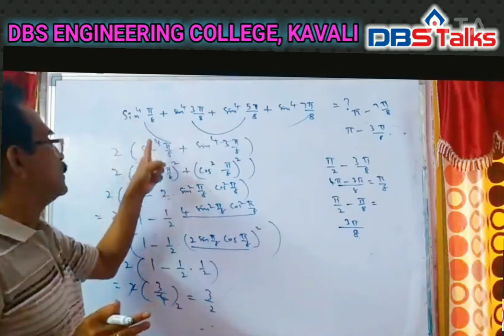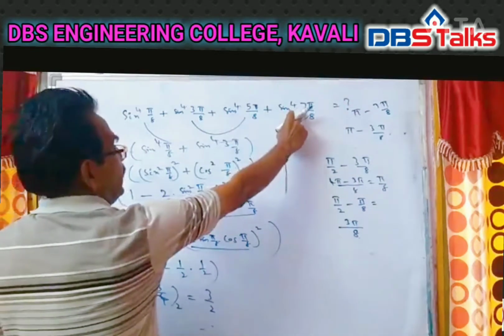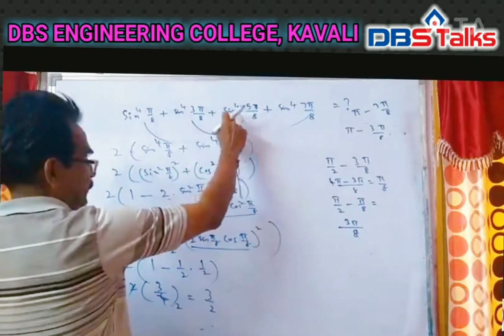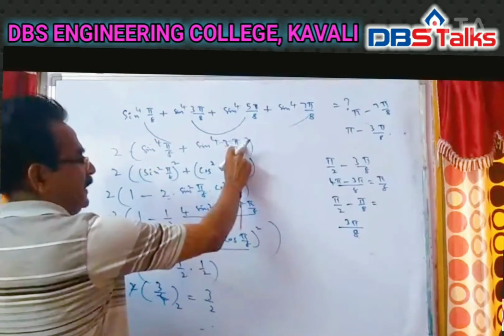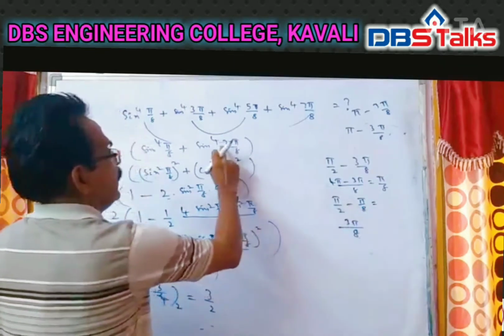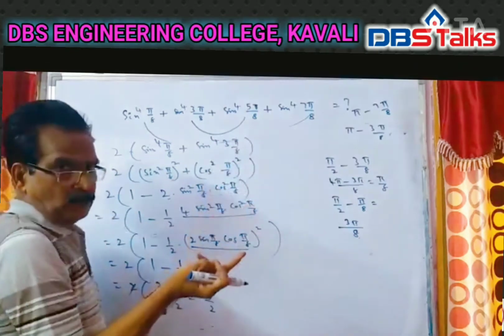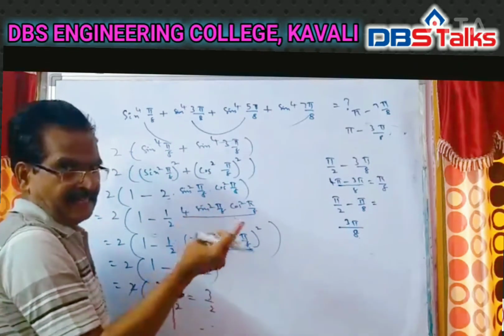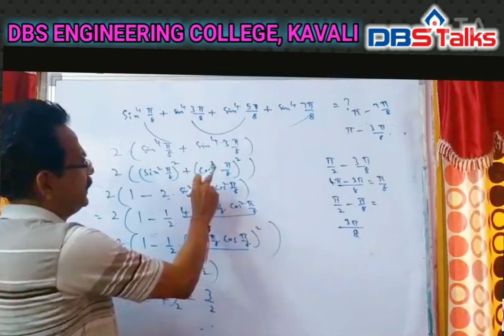Okay friends, so I tell you once again, 7 pi by 8 means pi by 8, 5 pi by 8 means 3 pi by 8. This is the first thing. And 3 pi by 8 can be written as pi by 2 minus pi by 8. Sin of pi by 2 minus pi by 8 means sin 90 minus theta. This is equal to cos square pi by 8.